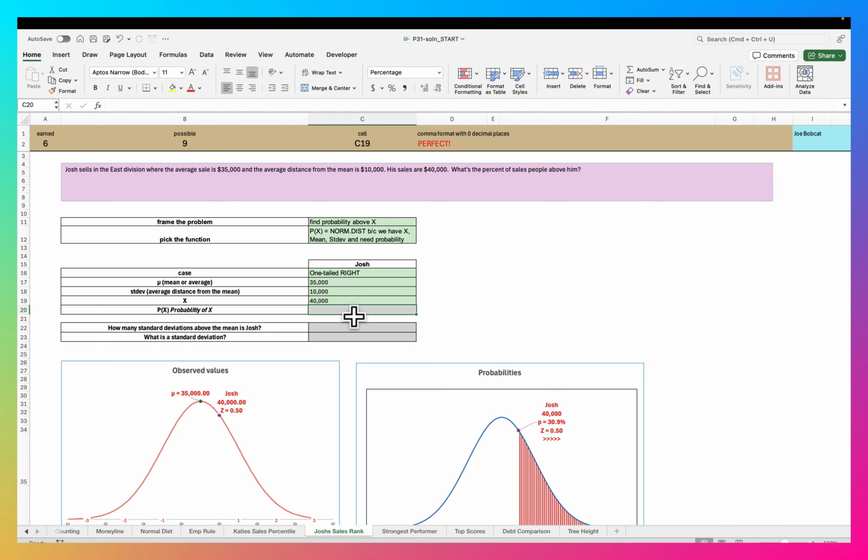And now probability of x equals norm.dist, x, mean. Oops, I picked the wrong thing for mean. Mean, standard deviation, true.